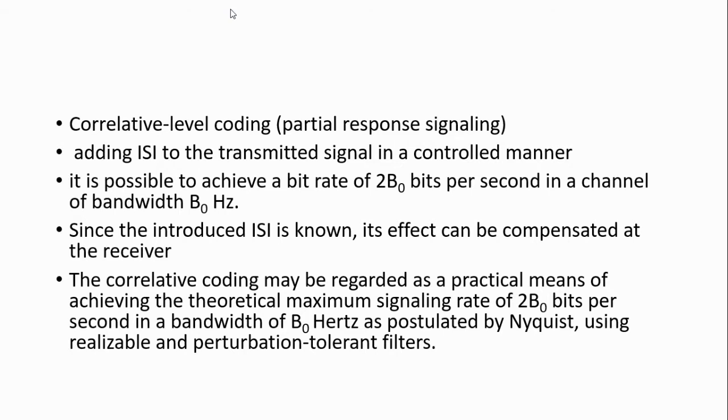By using correlative coding, it is possible to achieve a bitrate of 2B0 bits per second in a channel bandwidth equal to B0 hertz. Here, this intersymbol interference is introduced at the transmitter side. It can be compensated at the receiver side. The theoretical value of correlative coding is possible, that means the maximum signaling rate of 2B0 bits per second in a bandwidth B0 hertz is possible by using a reliable perturbation tolerance filter.